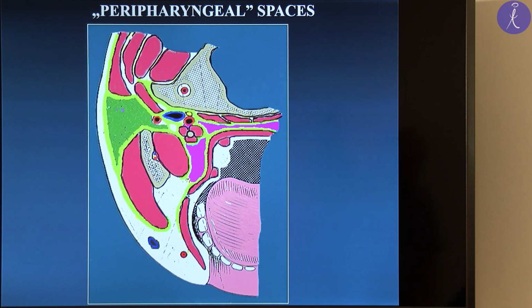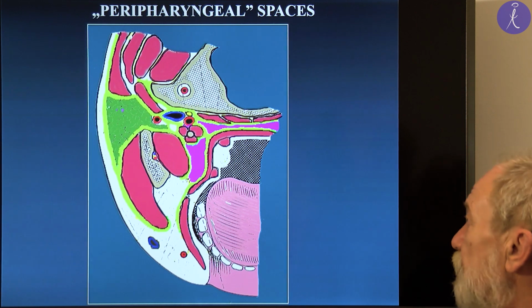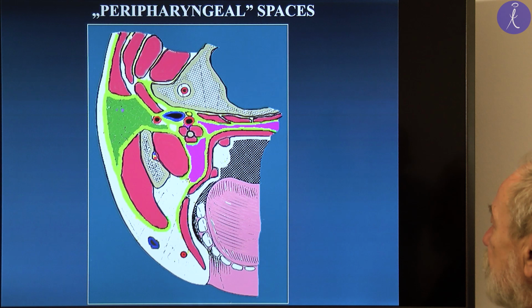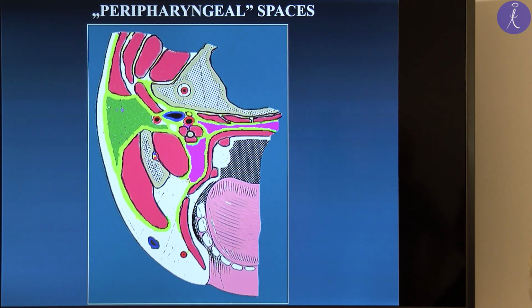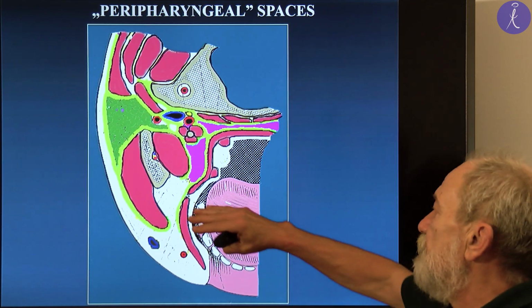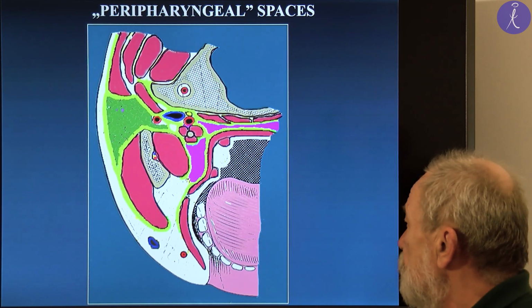Two important spaces are to be mentioned, but not very much in detail. In this semester, you will only be asked about the content of these spaces and the name of these spaces, not the exact content and not the exact borders. This is a schematic drawing from Professor Szentagotay, and very good, very useful for the third semester as well. You can imagine a horizontal cut through the angle of the mouth, and this cut happens to go through the first vertebra behind, through the atlas.